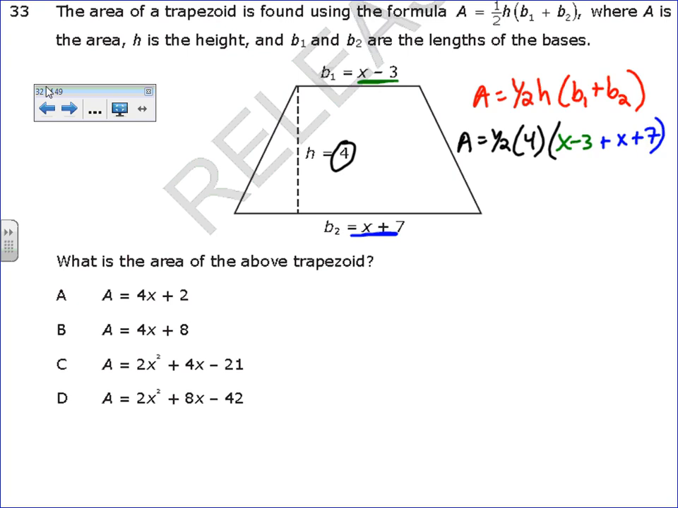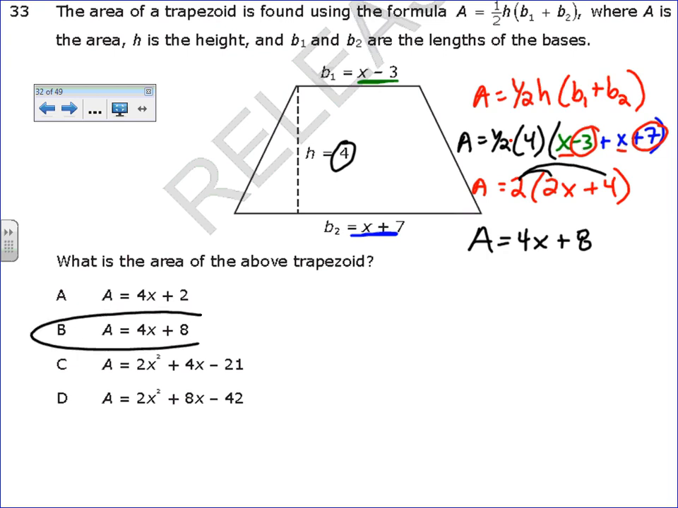From here, I'm just going to simplify. What's half times 4? 2. 1x plus 1x, 2x. Negative 3 plus 7, positive 4. From here, I'm going to distribute. 4x plus 8. That's my area, which is B. All right.